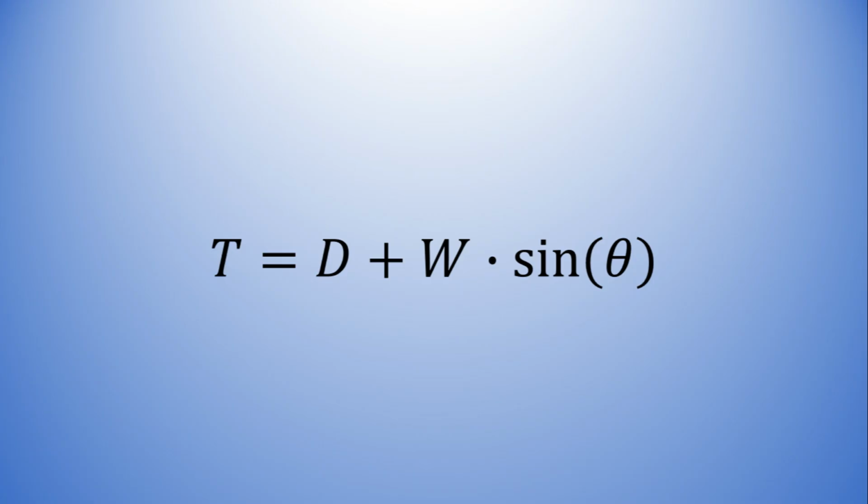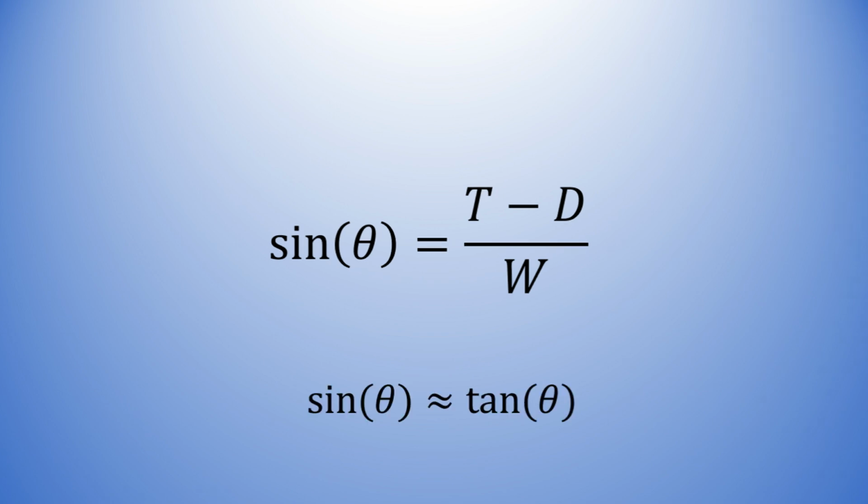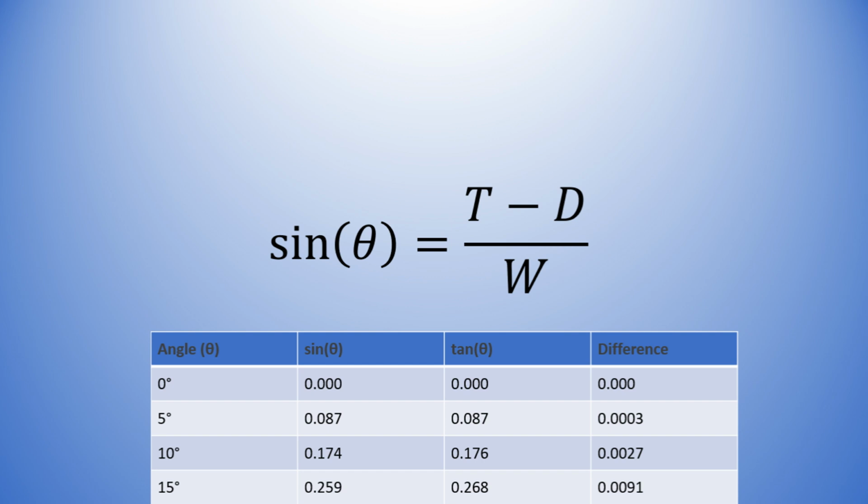Let's have a look. For a steady climb, thrust must overcome both drag and a component of weight, which is weight times the sine of the aircraft's flight path angle. Then we can rearrange to isolate sine of the flight path angle. For shallow climb angles, which is typical in aviation, sine of the flight path angle is approximately the tangent of the flight path angle. Why? Because for small angles, less than 15 degrees, sine of the angle and tangent of the angle are nearly equal.